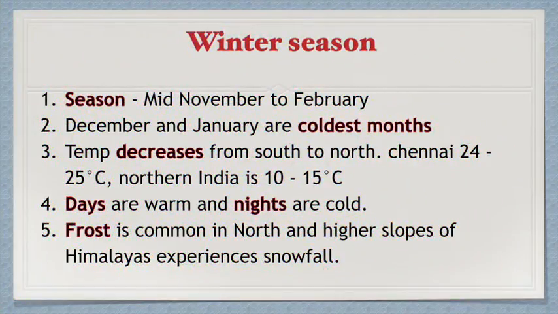First, the winter season. It starts from mid-November and lasts to February. December and January are the coldest months in India. Temperature in this season decreases from south to north. Chennai experiences an average of 24 to 25 degrees centigrade, whereas northern India in winter experiences 10 to 15 degrees centigrade. During this season, days are warm and nights are cold. Frost is common in northern India and the higher slopes of the Himalayas experience snowfall.